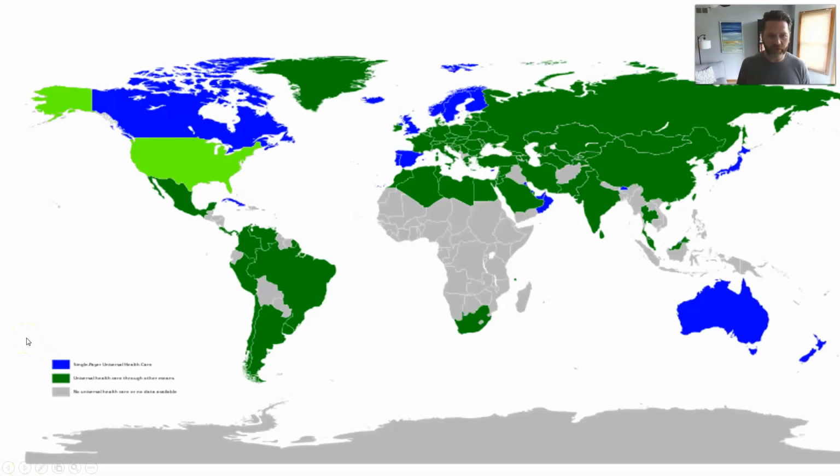So to start us off here, we're going to talk about what universal health care looks like worldwide. This is actually a map from Wikipedia, of all places, but it has a really nice quick overview of what it looks like. The countries in blue have primarily single-payer, fully government-funded healthcare programs. The countries in the dark green have universal healthcare programs, although there are other facets of them.